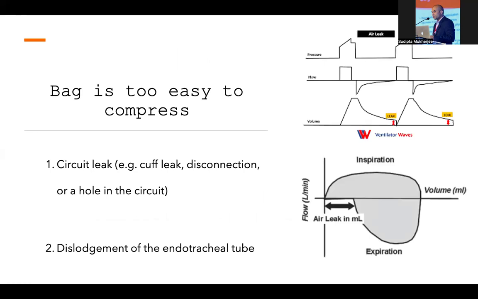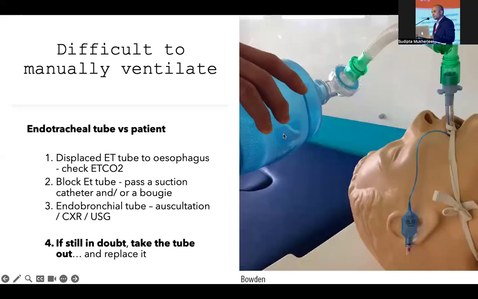Now, when you are trying to ventilate with the bag, if it is very easy, that means there is inadequate resistance in front of it. It can happen because of a circuit leak, a cuff leak, disconnection of the tube, a hole in the mask, or a hole in the circuit. Or there can be a dislodgement of the endotracheal tube. If the patient is on the ventilator, we can see a certain amount of leak. Though if the ventilator tube is disconnected, the amount of leak will be very high compared to the amount that is showing in this graph.